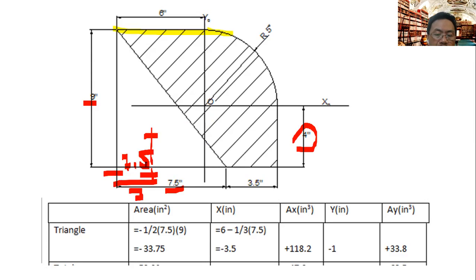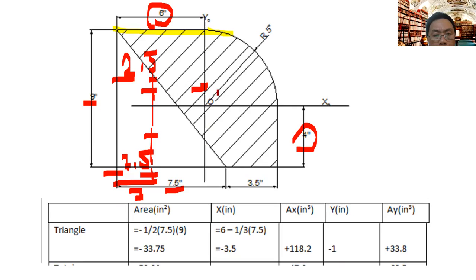So meaning it's 2.5. That's why, see, you have 6. Where's this 6? Okay. This is our centroid coming from O. So this one is 6. This is 6 subtracted by this one, 1/3 of 7.5, which is 2.5. So you have, what's that? 3.5. And then AX, we just multiply X and A.